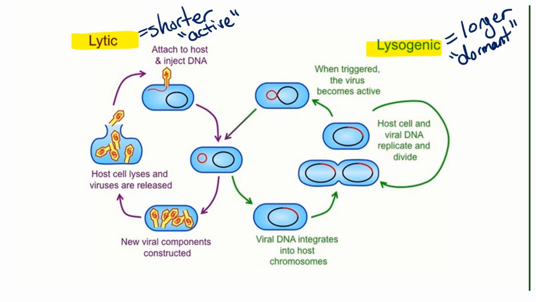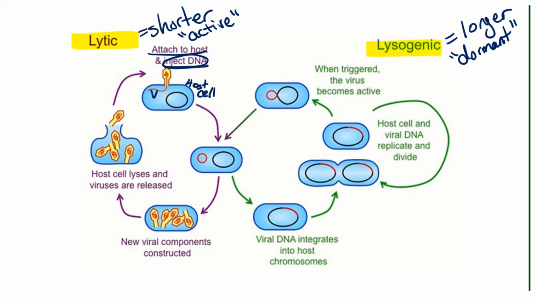Now, with these viruses, the first step that's going to be seen is where the virus attaches itself to the host cell and injects its DNA. Now, once the virus has injected its viral DNA into the host cell, this is the host cell here. Now it has the choice of going through the lytic cycle or the lysogenic.